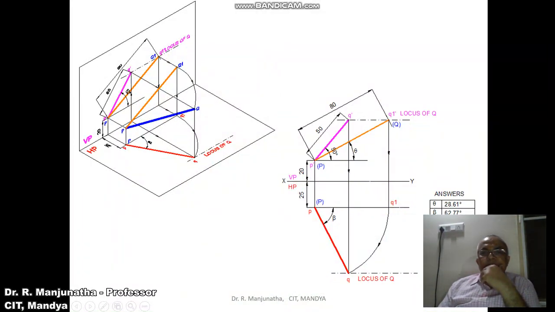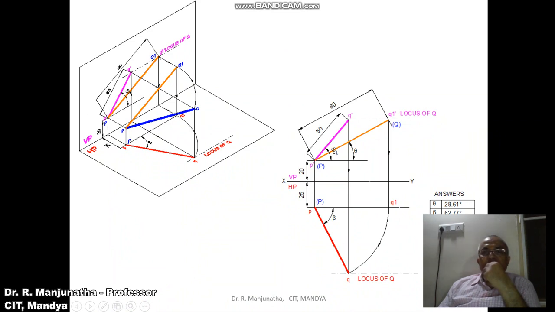We know the top view point should lie on this end projector. So we are projecting the front view, which is P dash Q1 dash, and you draw a vertical projector from Q1 dash to the top view. So PQ1 is the distance which is in front of VP by 25 mm. So now the line is parallel to VP.